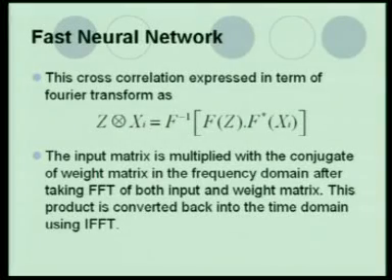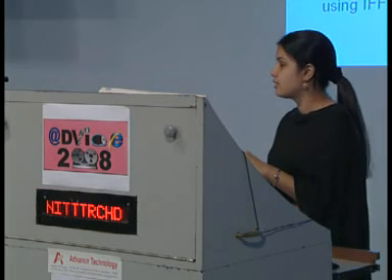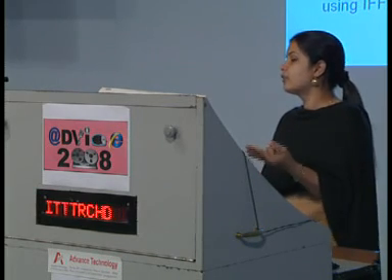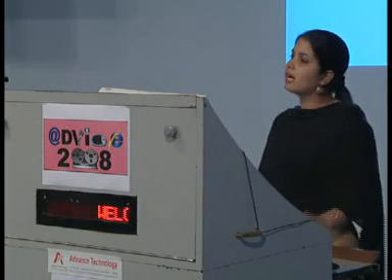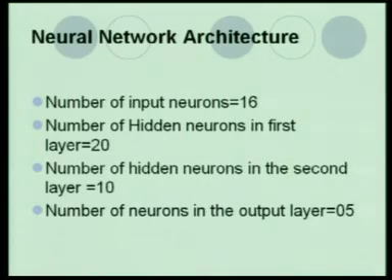In this fast neural network, we take the FFT of the input matrix as well as the weight matrix and multiply them in the frequency domain, and convert them back to the time domain using the inverse Fourier transform. The architecture created consisted of 16 input neurons and 2 hidden layers with 20 and 10 hidden neurons in the first and second layer respectively, and the output layer consists of 5 output neurons.